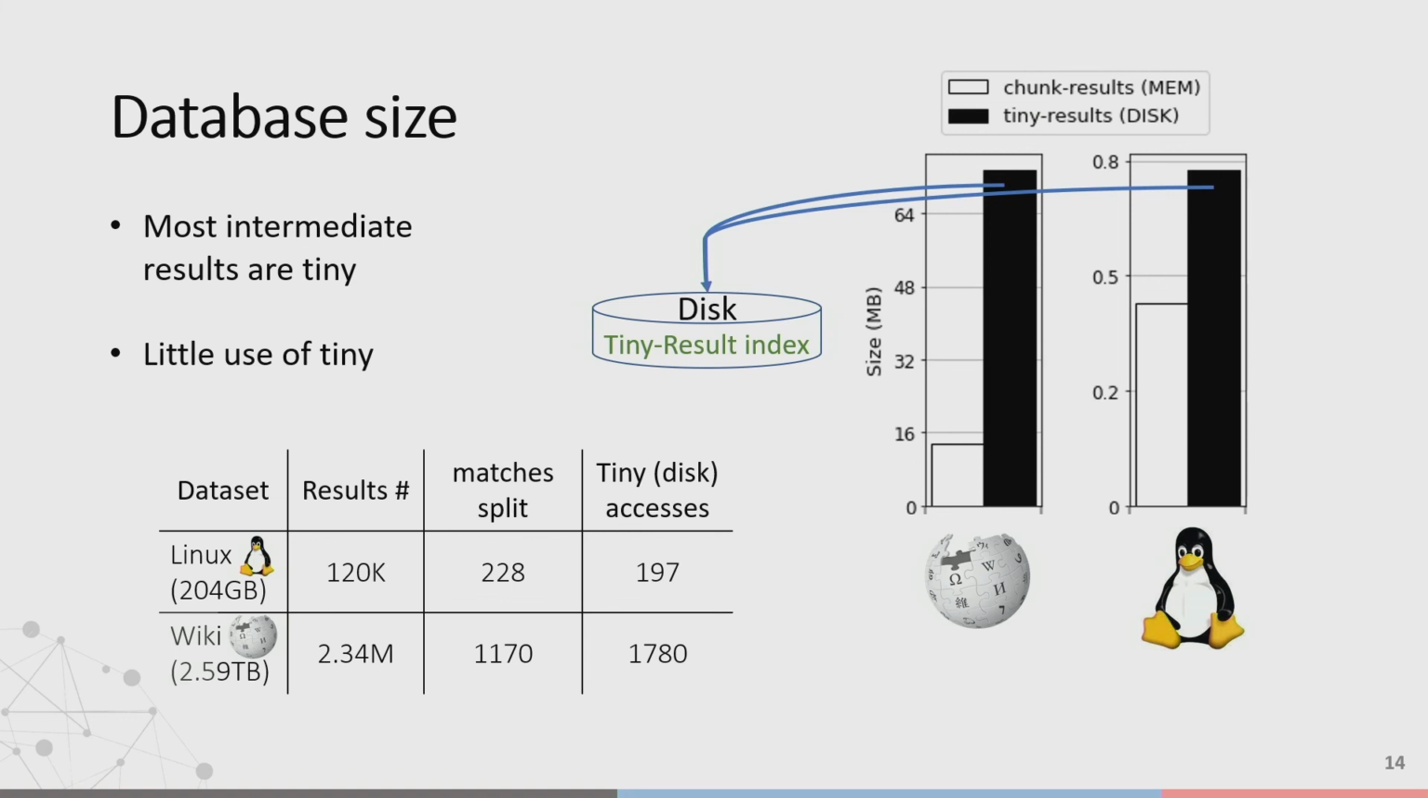We compare here the number of tiny accesses, or disk accesses, of Linux and Wikipedia compared to the number of results we found in these data sets. So we can see here that, for example, in Linux, we have 120K results, while about 200 disk accesses. So we understand here that most of our database is stored on disk, while most of our accesses are to the memory. So we've done a great job of separating the database.